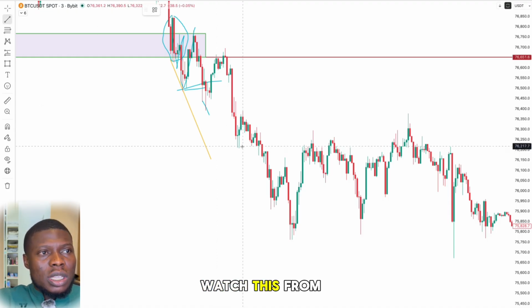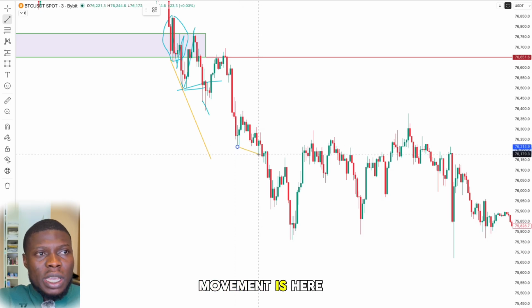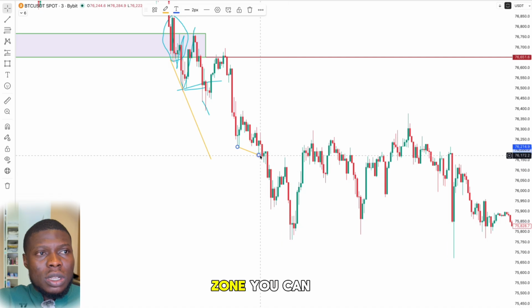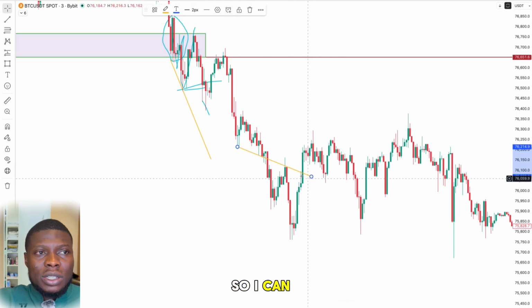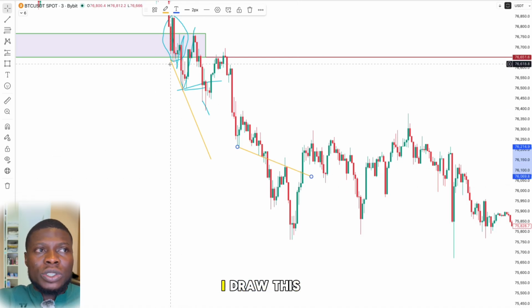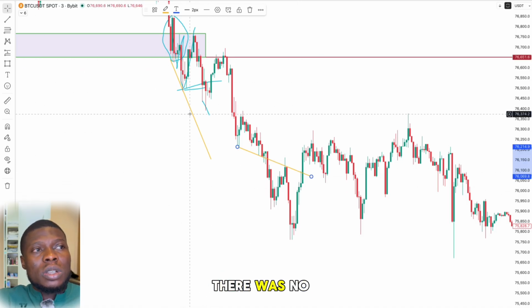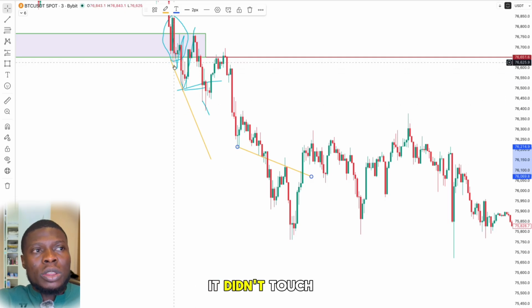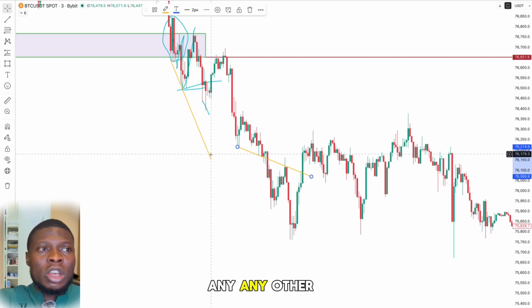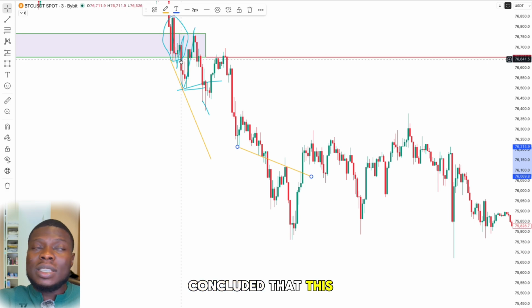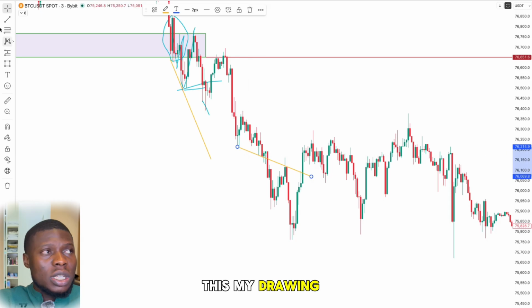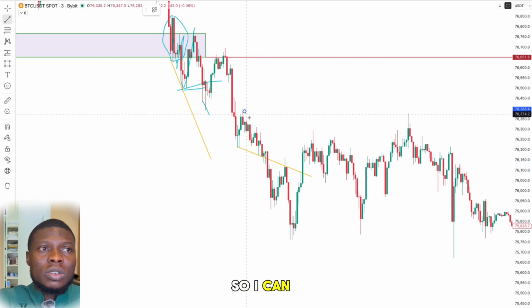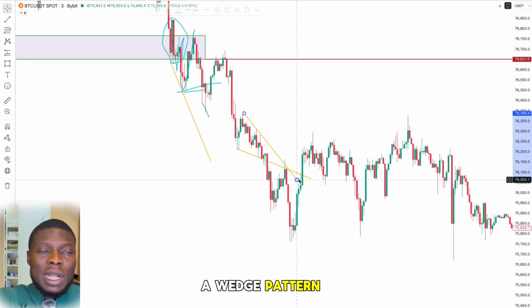So when you watch this from here, the next swing movement is here. I mark this zone. I can mark this like this. So this intercept like this, so I can just draw it straight. Remember this, I draw this like this because it didn't touch any other candlestick. That's why I concluded that this is a double bottom. But on this, my drawing touched some candlestick. So I can consider here as a wedge pattern.